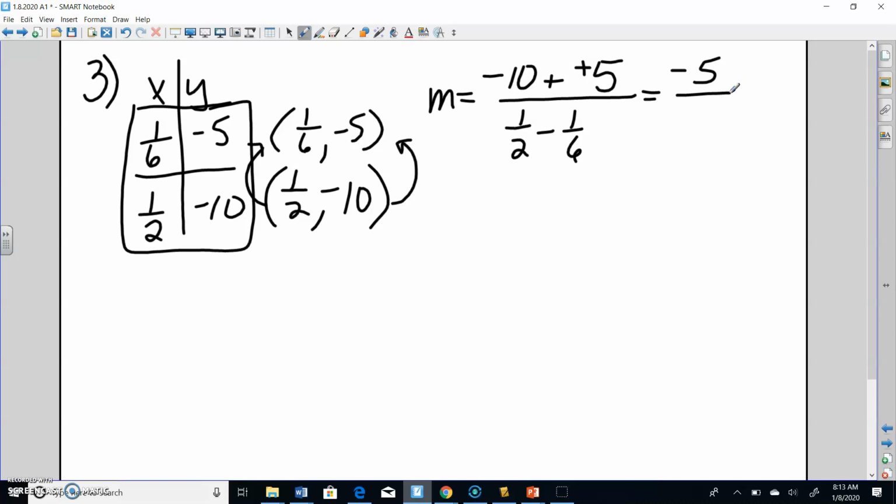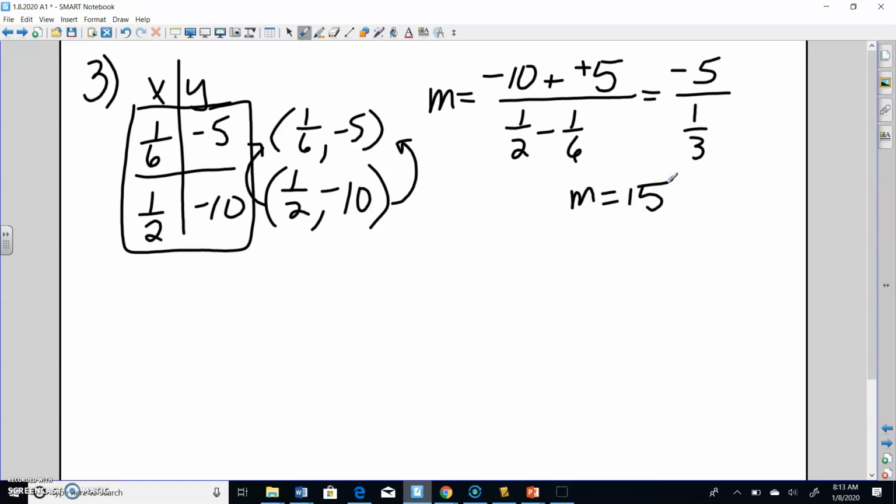1/2 minus 1/6, that's 3/6 minus 1/6 would be 2/6 or a third. And when you divide by a third, it's the same as multiplying by 3. Again, if you want to use your calculator, go for it. You should get -15 as your slope then. So m is a -15.